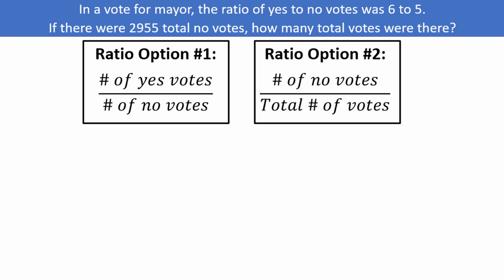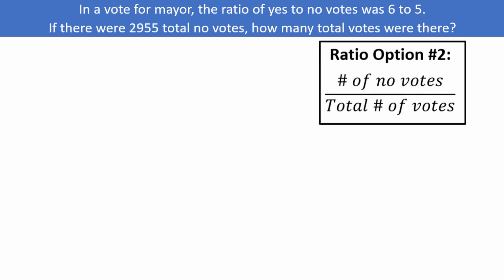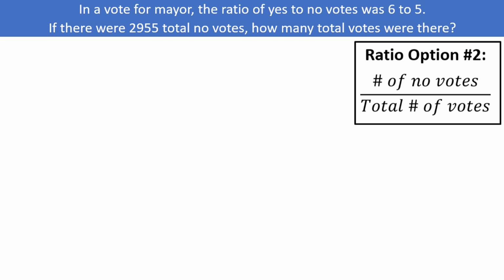If we read the problem, we are trying to find the total number of votes, which means ratio 2 is probably correct, as it includes the total number of votes. Ratio option number 1 probably won't work, as it does not contain the total number of votes. Okay, so let's set up the problem using ratio option number 2.